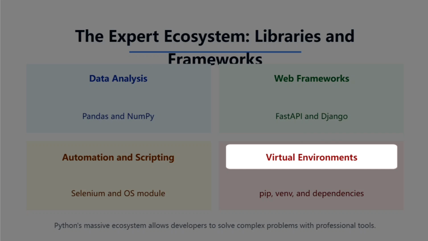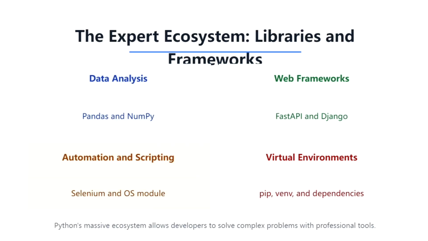Finally, to manage all these libraries, experts use virtual environments with pip and venv. This keeps your project dependencies isolated and organized, ensuring that your code works the same way on every machine. It's an essential habit for professional development. The sheer scale of this ecosystem is what makes Python so versatile.